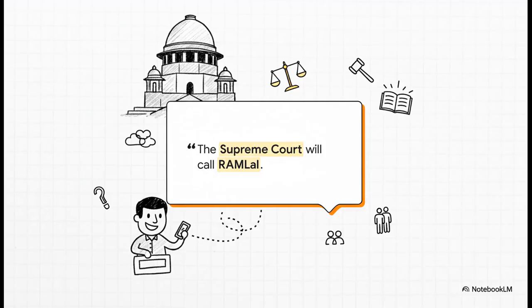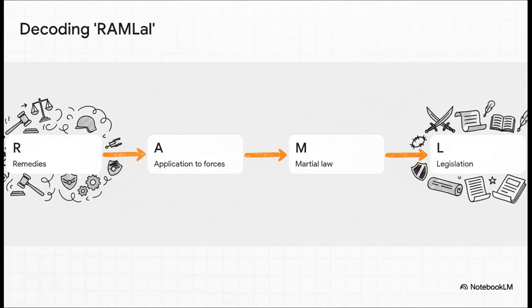And the memory trick for this one is just beautiful in its simplicity. Supreme Court will call Ramla. Think about it. We had a problem in our second story, that con man. So where do you go when your rights are violated? You go to the Supreme Court. And who do they call to sort it all out? They call Ramla. So let's decode RAM law.